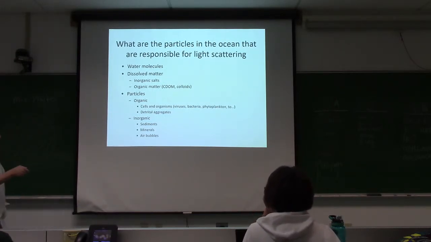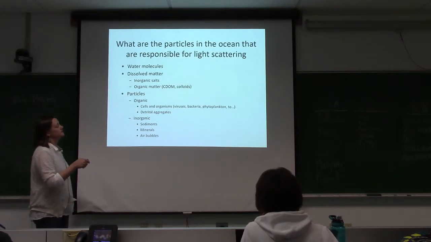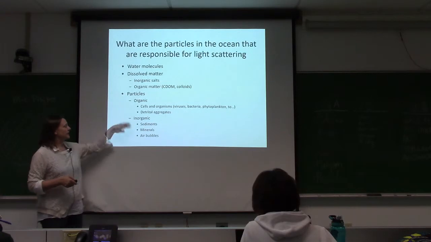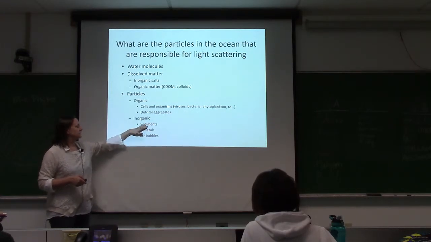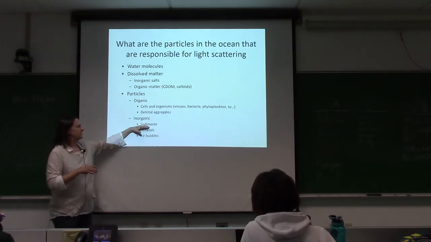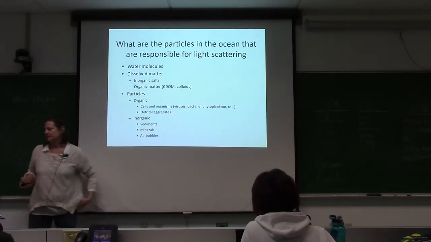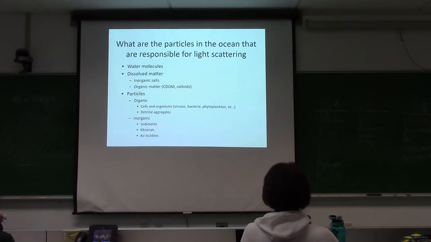We can think of the organic particles, like the living ones, or the detrital particles that might aggregate. The inorganics, we have all of these different sediments that are potentially covered with organic matter. We have pure minerals, air bubbles. So lots of things in the ocean are responsible for scattering.